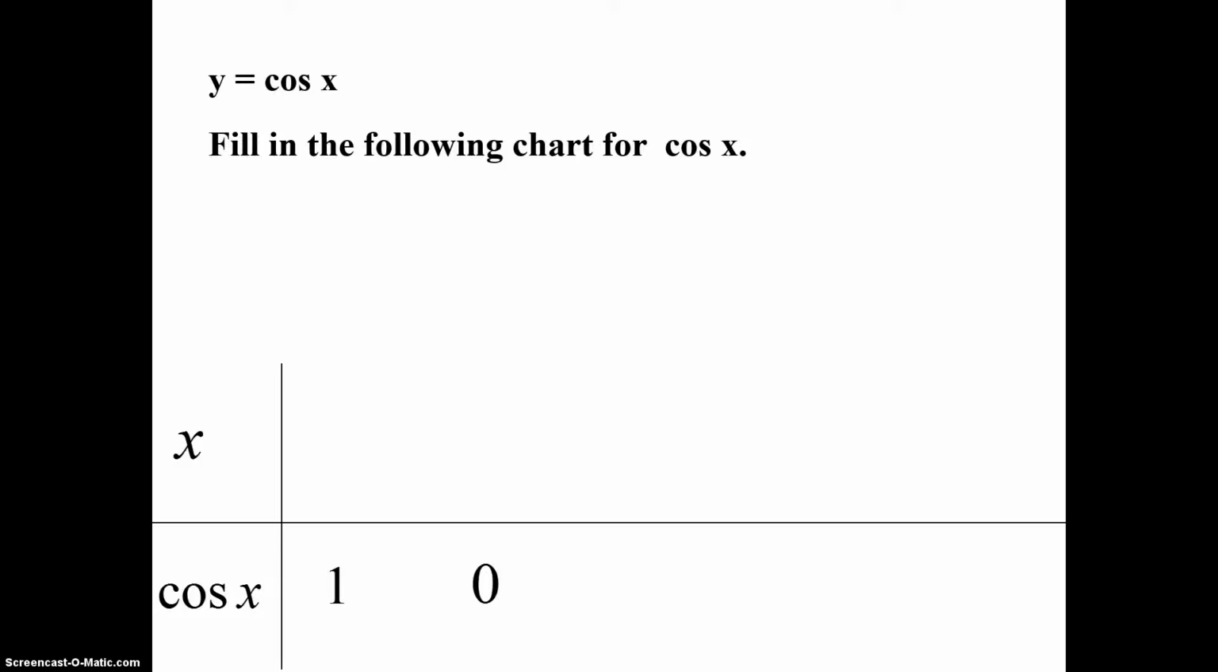Now let's go ahead and create a chart for cosine. I'm going to give you a couple seconds to go ahead and write it down. And again, notice that these right here are the same values from your unit circle on the x and y axis: 0, pi over 2, pi, 3 pi over 2, and 2 pi. If we were to convert these to degrees, which you should know by now, this is 0, 90 degrees, 180 degrees, 270 degrees, and 360 degrees.